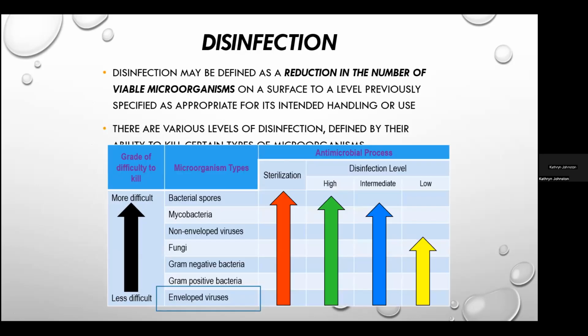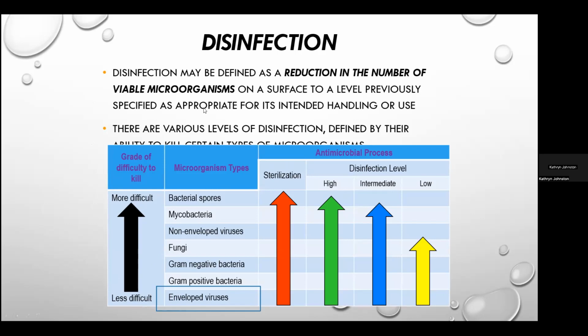And then, so we've gone from cleaning, now we're going to talk briefly about disinfection. And disinfection is the physical or chemical process that eliminates vegetative microorganisms. And then there are different levels of disinfection.